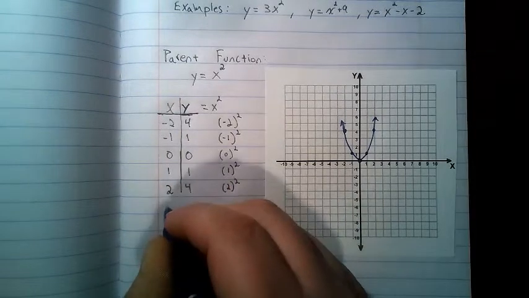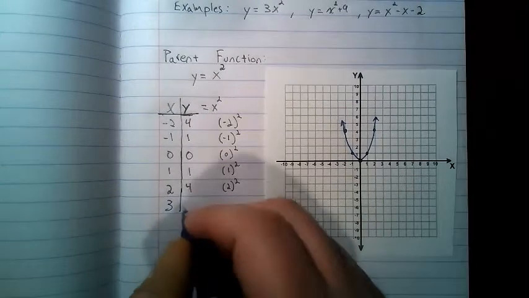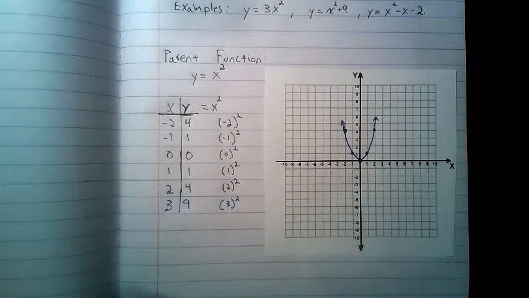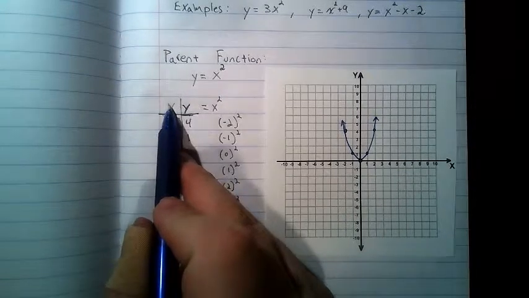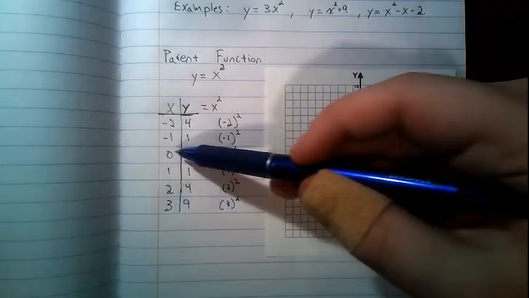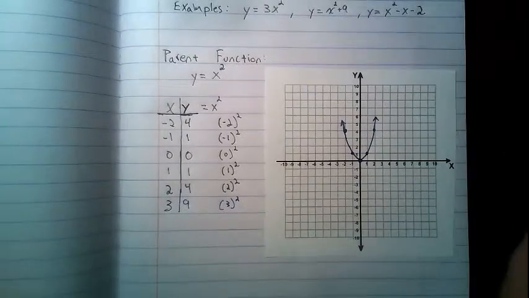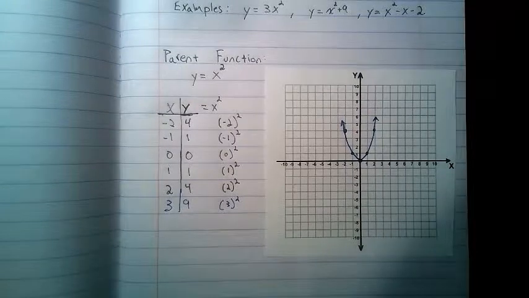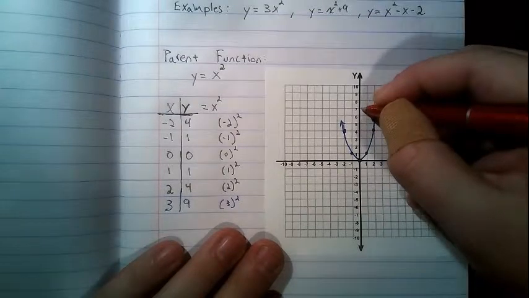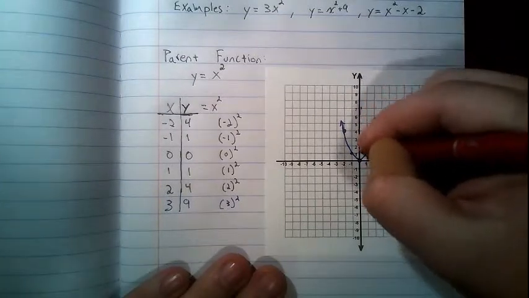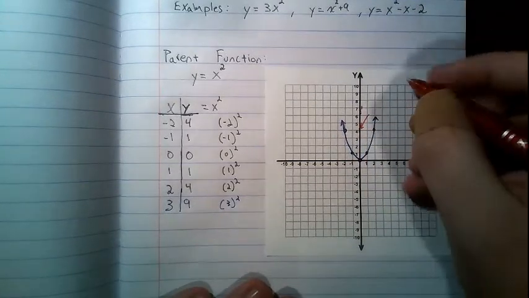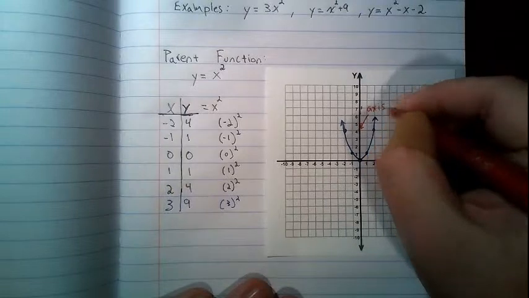If I were to add in a 3, 3 squared gives me 9. Well, negative 3 should give me 9 as well. So it's symmetrical about this point here. And that line here is called the axis of symmetry. It's hard to see because I got this black line here, but right here is what's called the axis of symmetry.